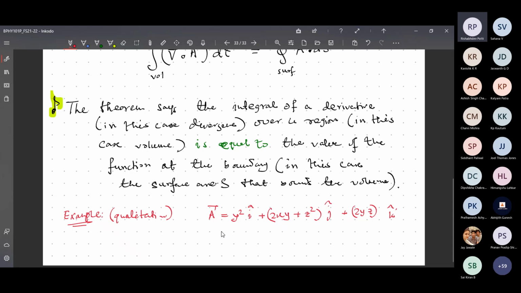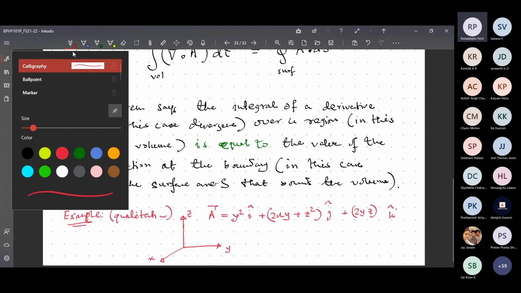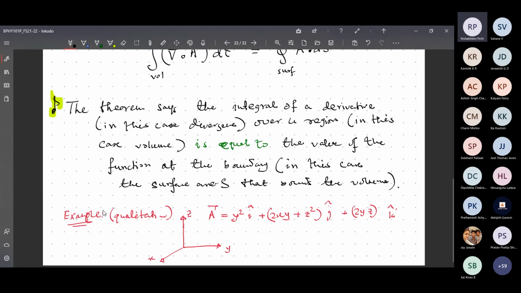Rather, try to understand a different question: what is it in the context of this volume integral and the surface integral? Now, what is the volume and the surface? I have to give you the picture. The picture is like this. Your x-axis, your y-axis, your z-axis. I will draw the volume. Now, what is the volume? The volume is nothing but a cube, like a Rubik's cube.